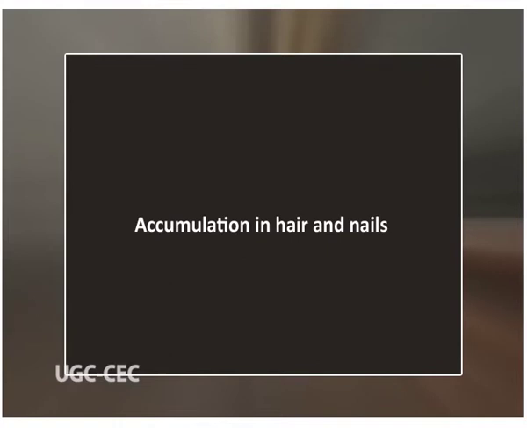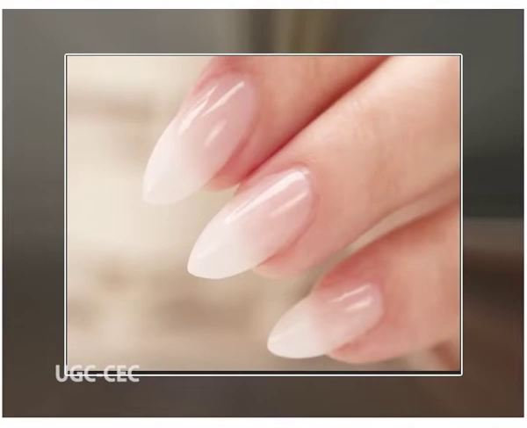Now let us discuss accumulation in the hair and nails. The hair and the nail contain keratin with sulfhydryl groups able to chelate metallic cations such as mercury and lead.